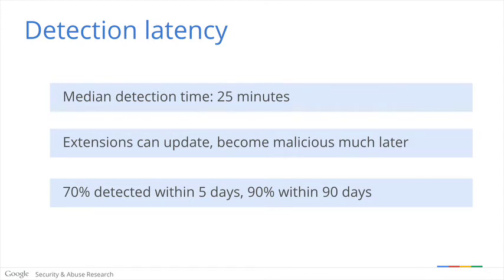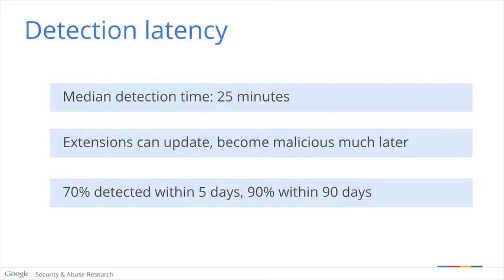Extensions can update, however. They can become malicious much later. So although our median detection time is 25 minutes, 70% of malicious extensions are detected within 5 days, and 90% within 90 days. This was assuming the worst case scenario that an extension was bad from day one and we just missed it until 5 or 90 days or whatever. But that's not always a reality.